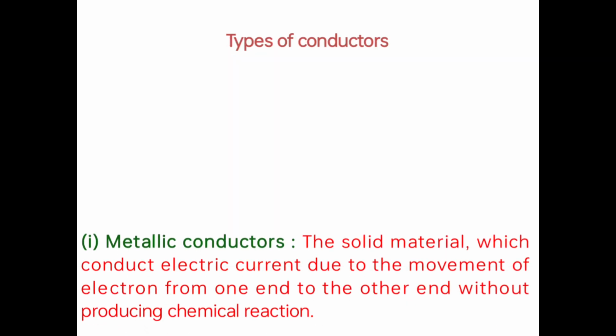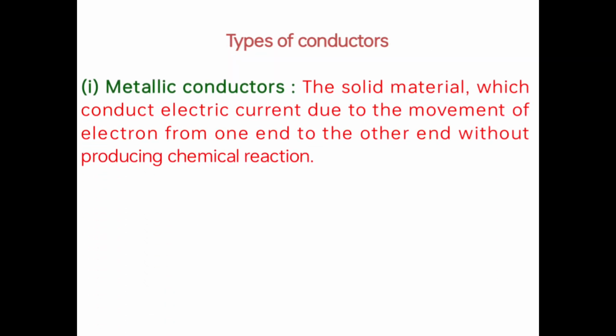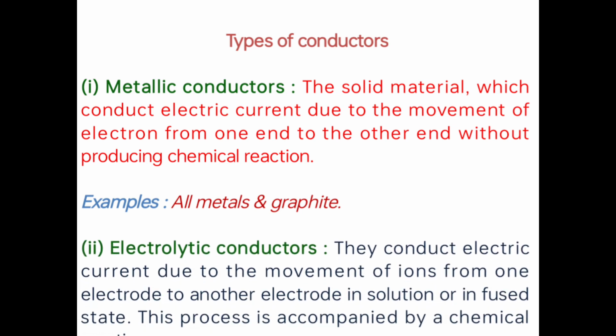Types of conductors. Metallic conductors: the solid materials which conduct electric current due to the movement of electrons from one end to the other end without producing chemical reactions. Examples: all metals and graphite. Second, electrolytic conductors: they conduct electric current due to the movement of ions from one electrode to another electrode in solution or in fused state. This process is accompanied by chemical reactions.